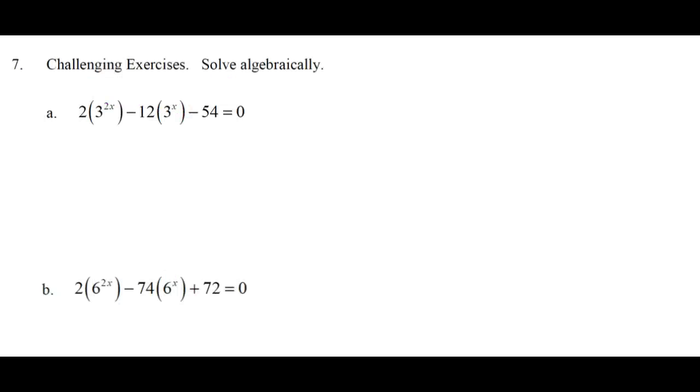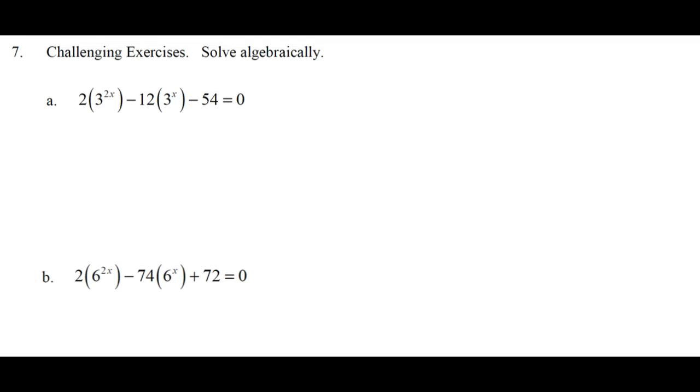Okay. Challenging exercise. Not challenging. Quadratics, right? So your first step in seeing this is, I got that 3 to the 2x, and then I've got a 3 to the x. So you just say, let's write this as 2 times 3 to the x squared minus 12 times 3 to the x minus 54 is equal to 0.